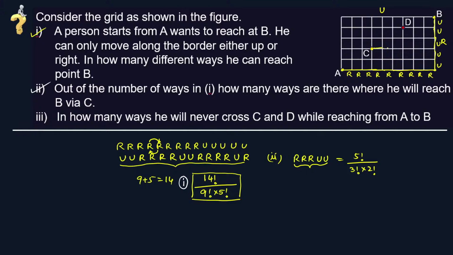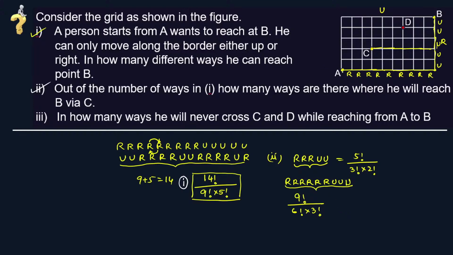Now, from C, let us check in how many different ways the person can reach B. Now here there will be 1, 2, 3, 4, 5, 6 right movements. And there will be 1, 2, 3 up movements. So if I arrange these 9 movements, which can be done in factorial 9 divided by factorial 6 into factorial 3 ways, that is the total number of ways the person can reach from point C to point B. Is it clear?